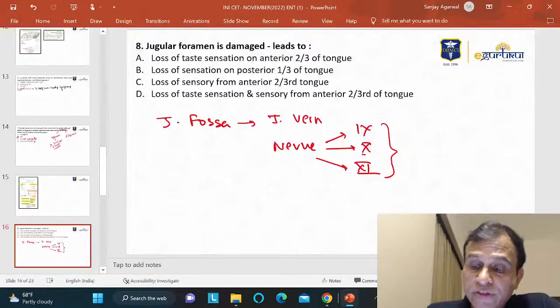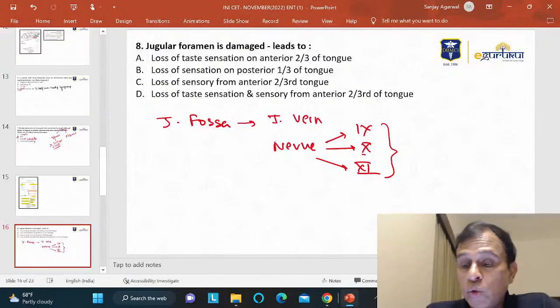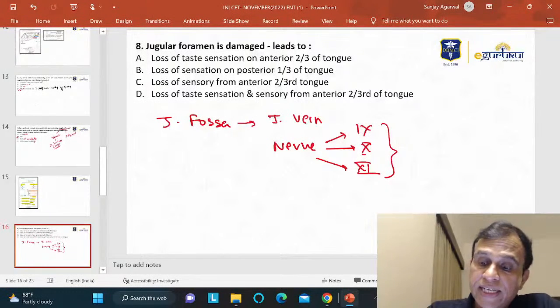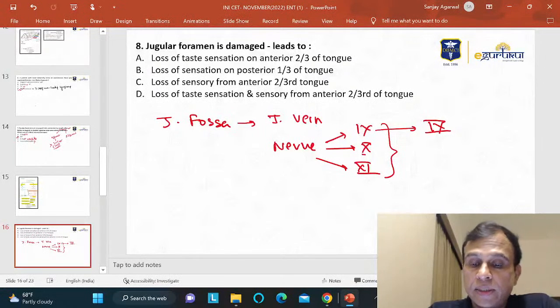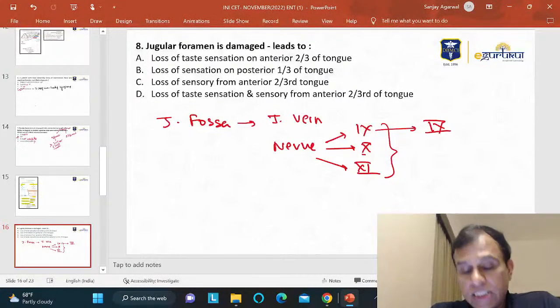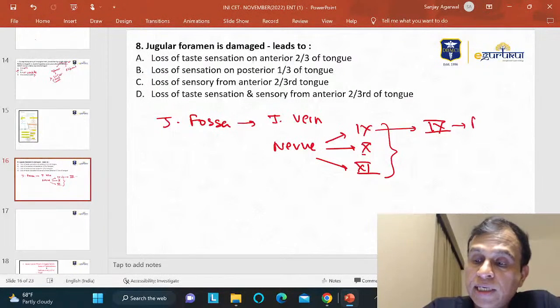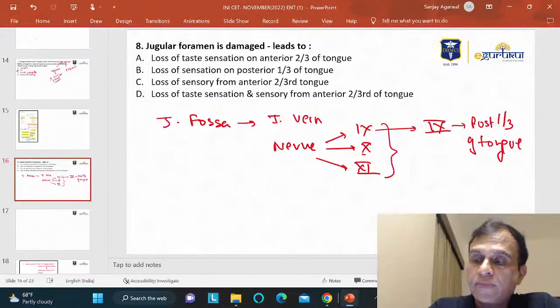Now, out of the 3 nerves, the only nerve that supplies the tongue, whether anterior two-third or posterior, anything in the tongue, is the 9th nerve. So if there is anything to do, it has to be the 9th nerve. So 9th nerve supplies which part of the tongue? 9th nerve supplies posterior one-third of tongue, isn't it? I'm sure you know this.